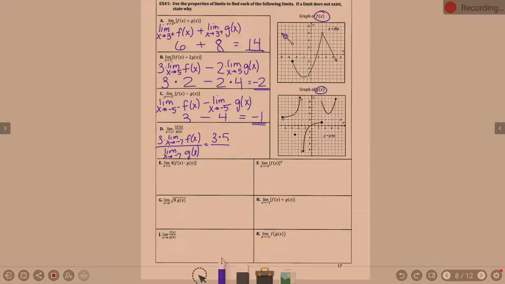I agree. 5. The limit as x approaches -7 of g of x. 3. I can agree there. 3 times 5 divided by 3 is 5.